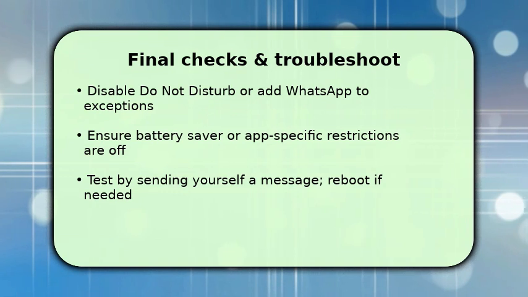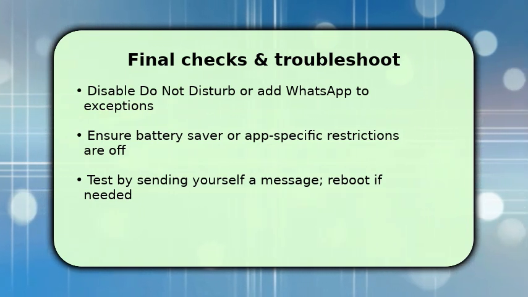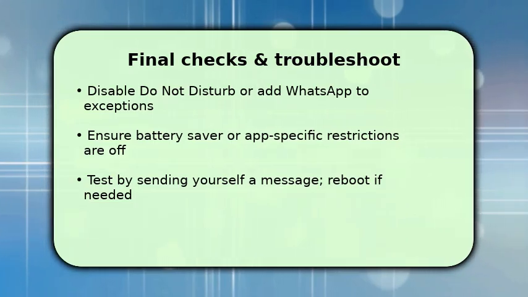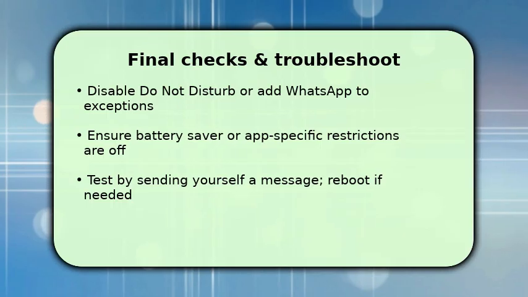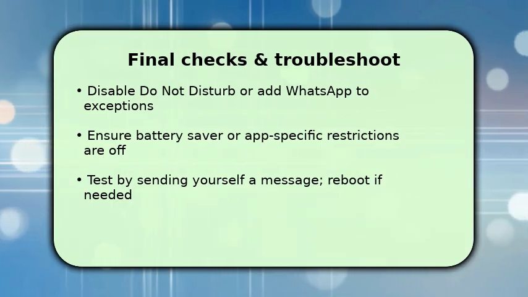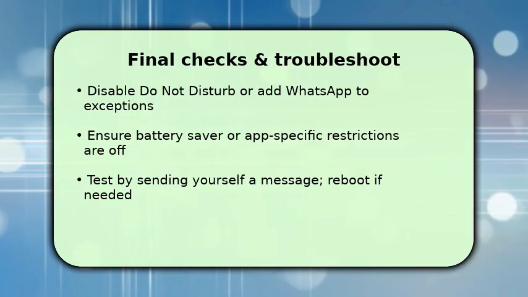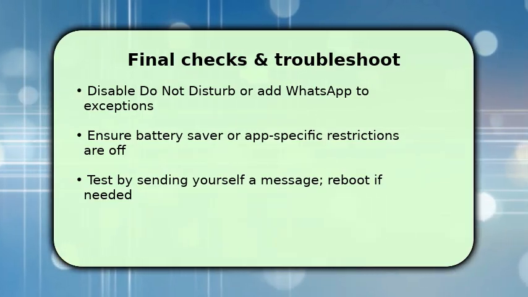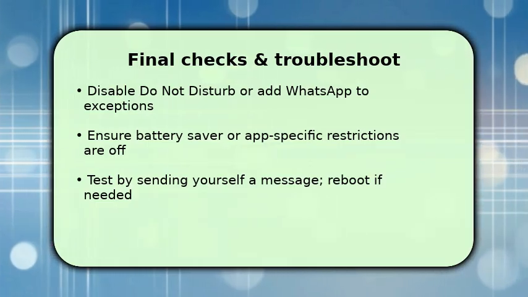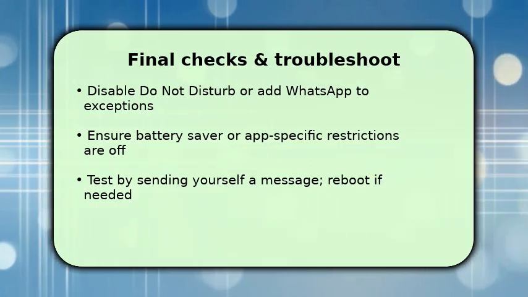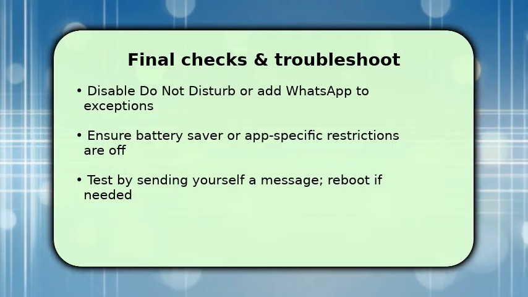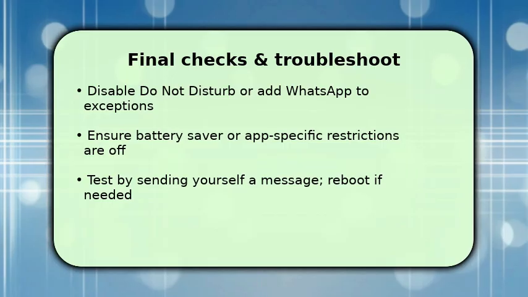Finish by removing blockers that stop notifications from showing on screen. You should disable Do Not Disturb or add WhatsApp as an exception so alerts aren't muted. Make sure battery saver or background restrictions don't prevent the app from delivering notifications. Keep background activity allowed. Test by sending yourself a message and watch the lock screen or banner. If you still don't see alerts, reboot the phone and recheck the notification permissions. This often resolves lingering delivery issues.